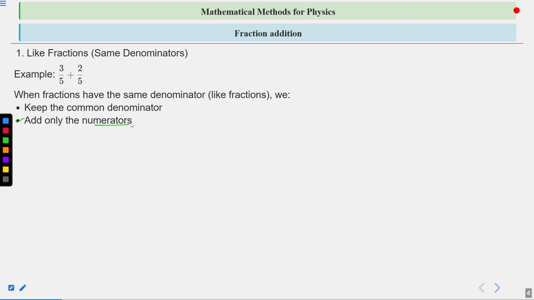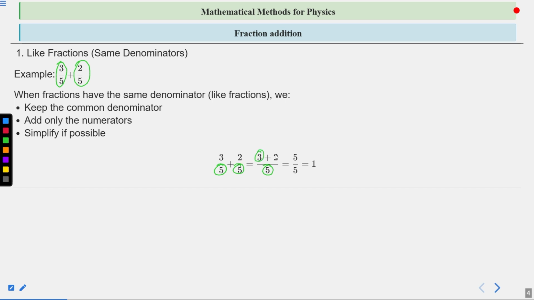This is the procedure for adding two numbers when they are fractions. First keep the common denominator and add only the numerators. Then simplify if possible. Suppose the numbers are 3 by 5 and 2 by 5. According to the procedure, keep the common denominator. Here the common denominator is 5.